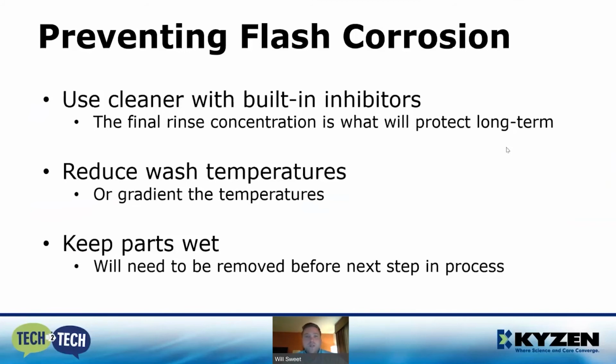Another way you can help reduce flash corrosion is reducing the wash temperatures, or gradienting them. So say your wash is 160 and you have 2 rinses. So then the first rinse is 140 and the second rinse is 120. And that's making the delta smaller from the temperature that your parts are facing in the final rinse and when they get out into the regular world. So that's one way to do it.